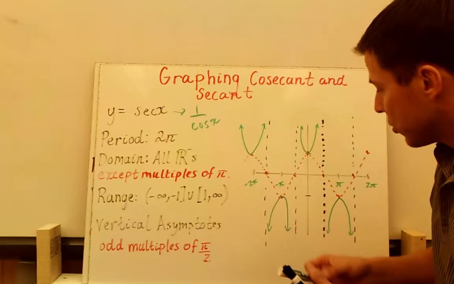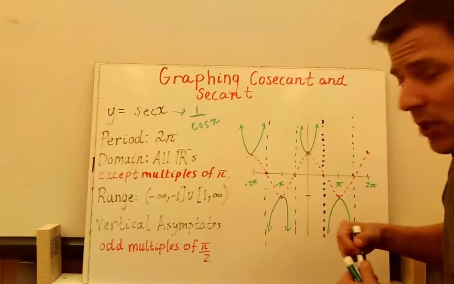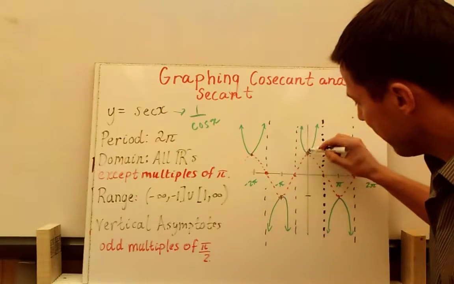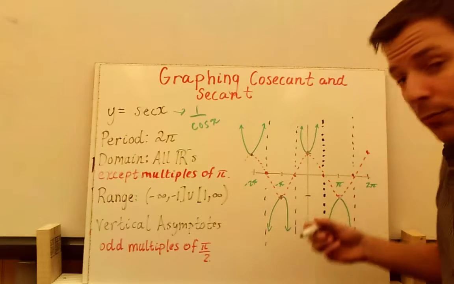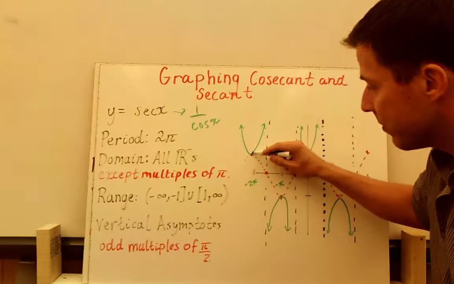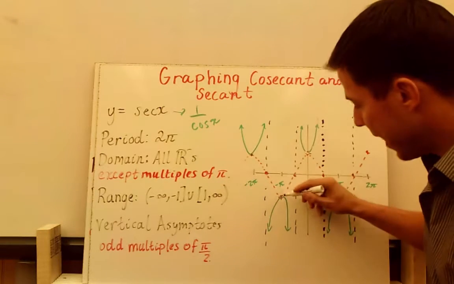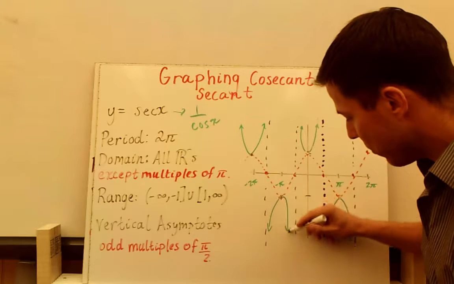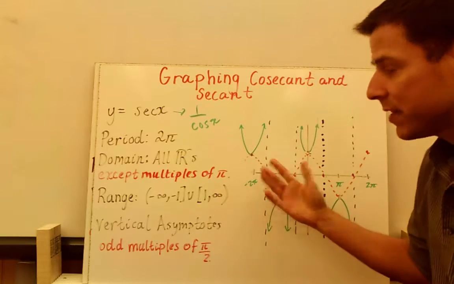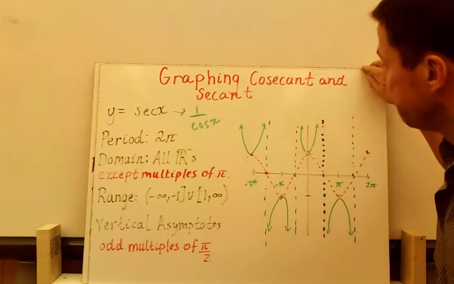So to draw these graphs, it's pretty simple. I just look at the maxes and the minimums of cosine, and I draw parabolas, and I follow my asymptotes. When I have maximums, my graph is going to go up. When I have minimums, the graph is going to go down. So this is the general shape of a secant function.